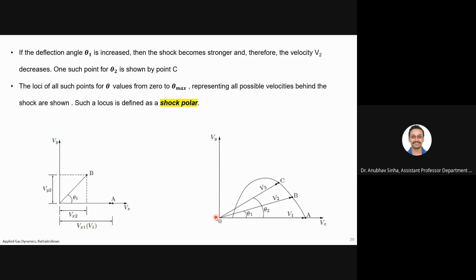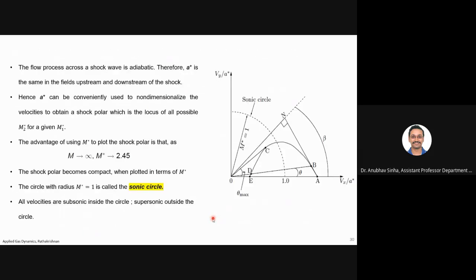Now how else can we modify this? We know that flow processes across a shock are generally assumed to be adiabatic. We assume that there is no heat transfer, heat loss or heat gain, because it happens in a very short length and time. And A star, the characteristic velocity at the throat, is the same upstream and downstream because we have a constant area duct. So A star is actually a very useful property.